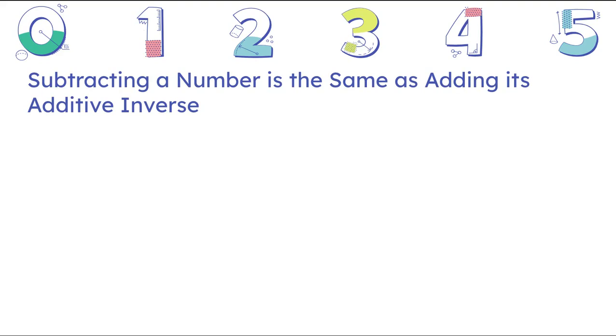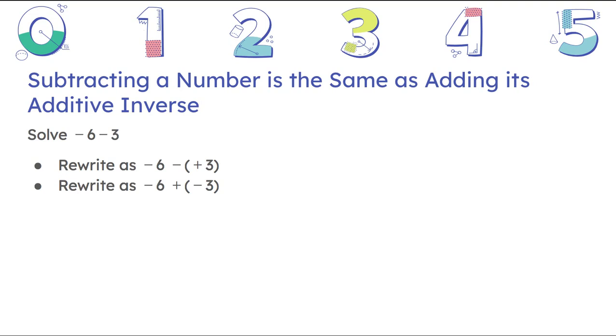Let's look at the same expression with counters to help visualize it, because sometimes people find counters easier. The expression is -6 minus 3, which we can rewrite for clarity as -6 minus +3. Then we apply the new concept that subtracting a number is the same as adding its additive inverse. This means we can now rewrite the expression as -6 plus -3. Now let's model it using counters.